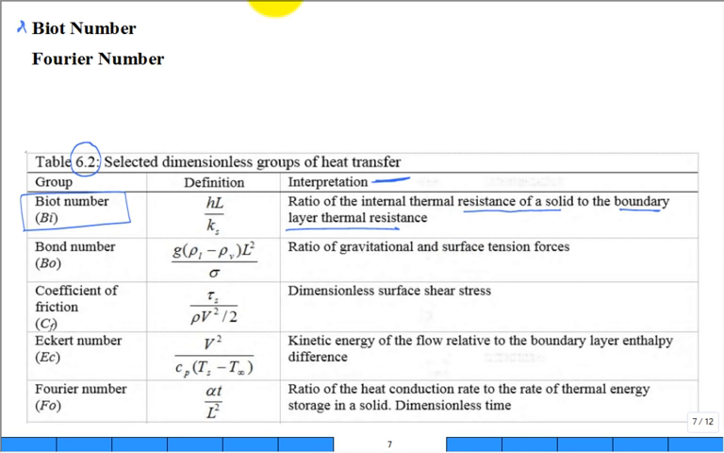There's another parameter. It's the Fourier number. The Fourier number is defined as alpha t divided by L squared. All right. First of all, what is alpha? It's k over rho c. Do you recall seeing alpha? I think it's in chapter 1. What is the name of alpha? Thermal diffusivity. It's just another property of a material.